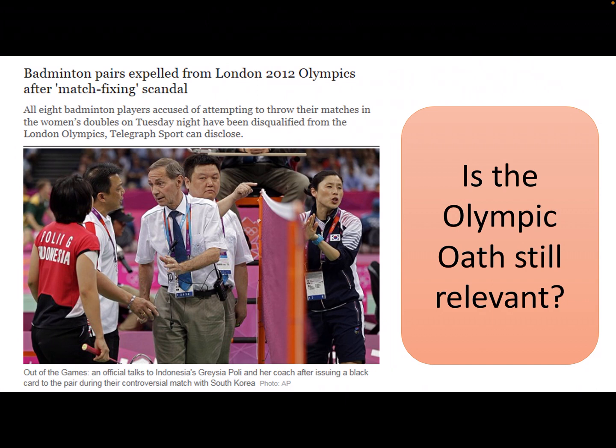So you can see there the headline: badminton pairs expelled from the London 2012 Olympics after match fixing scandal. Now, what had actually gone on here, and it was proved to have been correct, is that certain pairs in the badminton doubles were not giving of their best in qualifying rounds to try and get a more preferred route to the Olympic final.